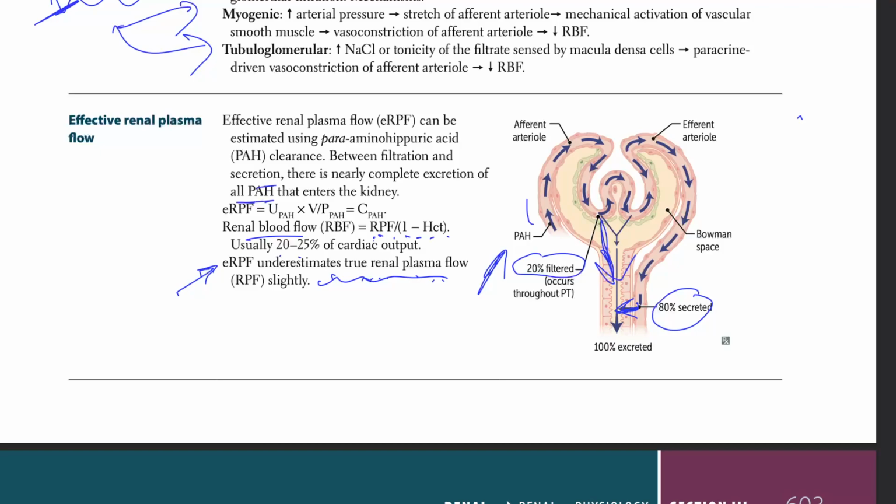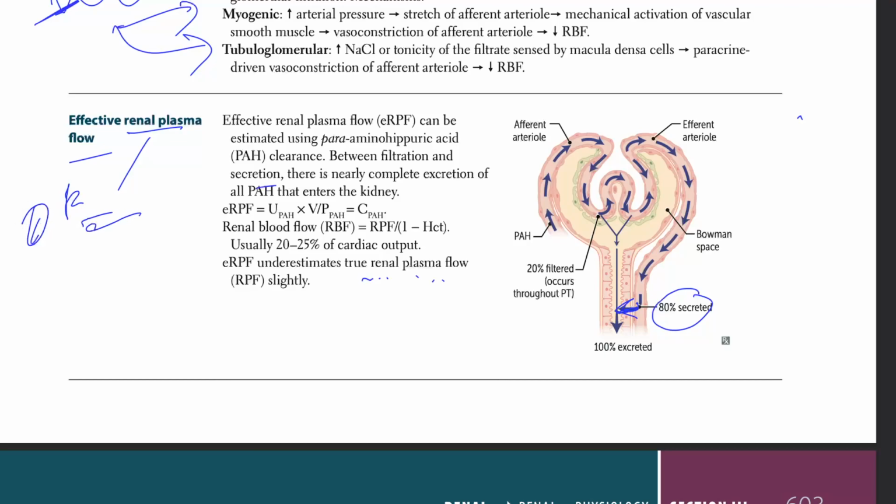So as far as the definition goes, what is the renal plasma flow? It is the plasma flow that is going into the glomerulus, right? So renal plasma flow is the volume of plasma going into the kidney per unit time.